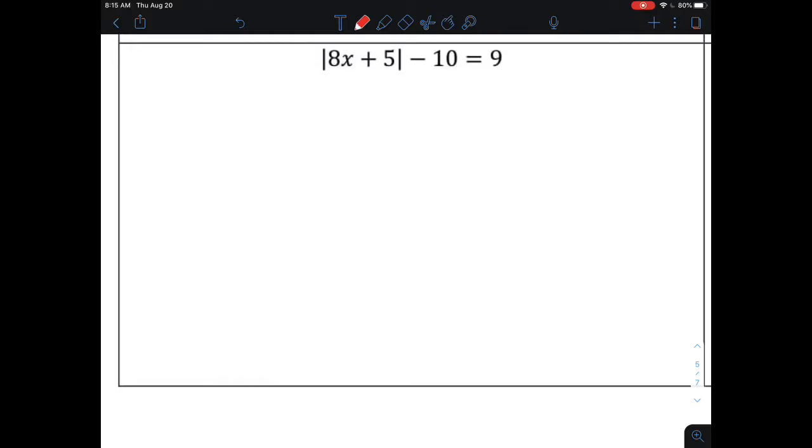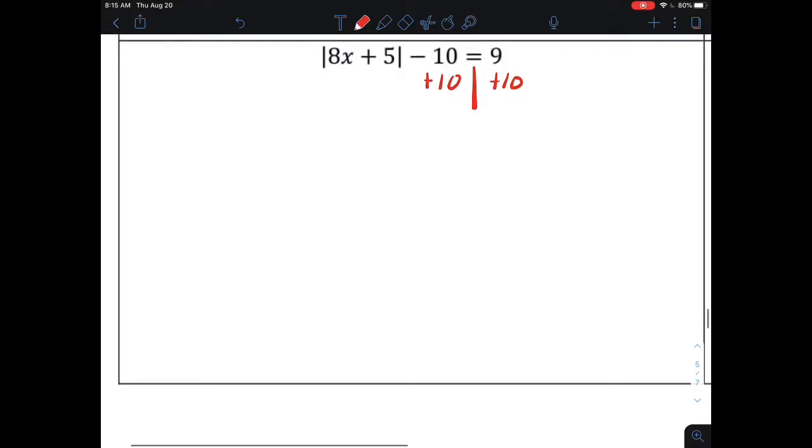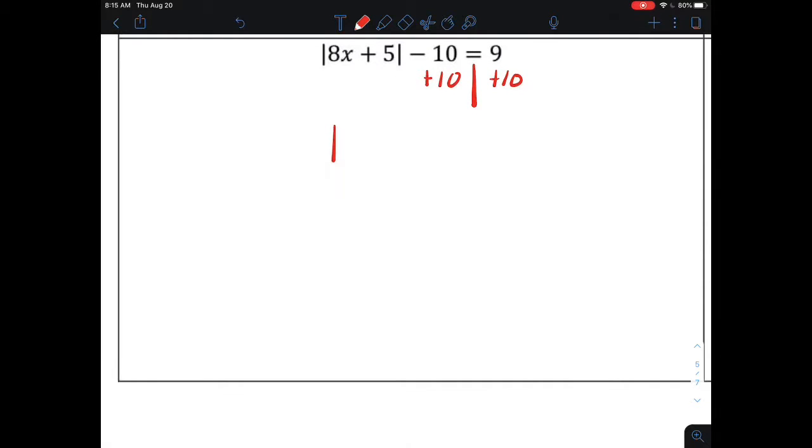The absolute value of 8x plus 5 minus 10 is equal to 9. All right, so we need to isolate that absolute value. So I'm going to move the addition and subtraction on the outside of the absolute value first. So I'm going to add the 10 to the other side. And it's going to give me the absolute value of 8x plus 5 is equal to 19.